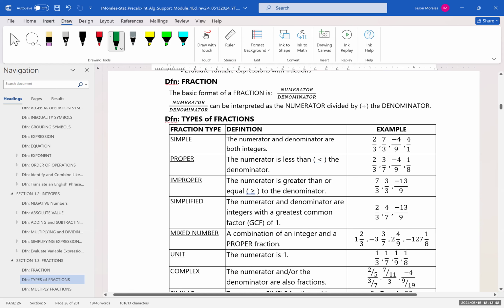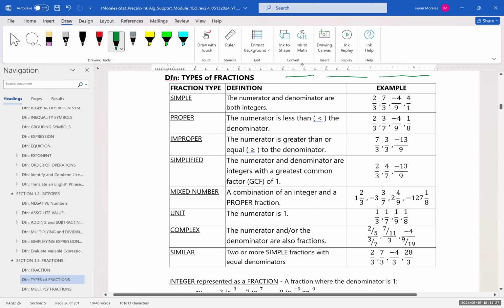So the basic format of a fraction is this. We've got a numerator over a denominator. So you've got a horizontal line with a number or an expression up above and a number or an expression down below. And so the number or expression above is the numerator, and the number or expression at the bottom is called the denominator. The way that you can interpret a fraction is that the numerator is being divided by the denominator. So there's many different types of fractions.